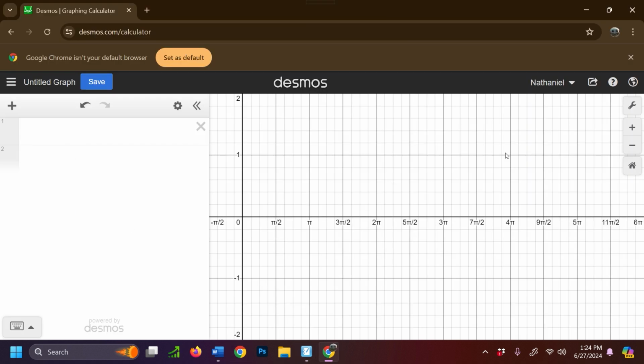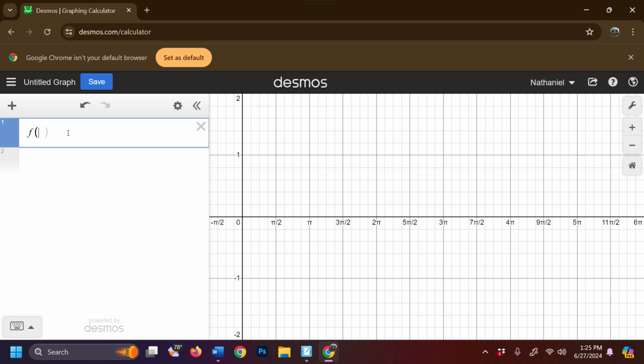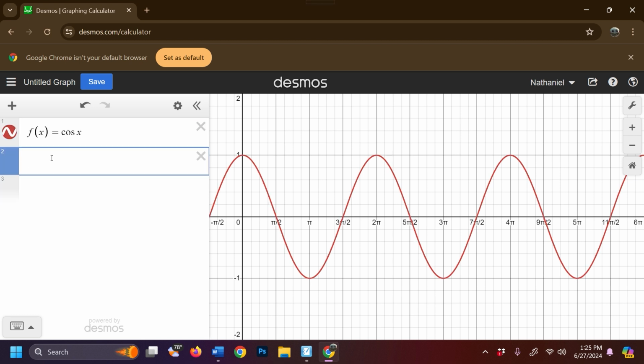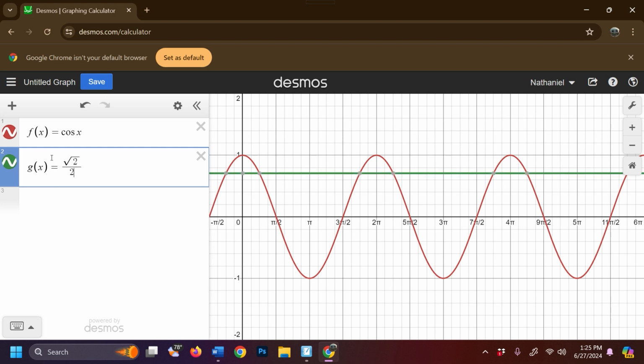All right, so here we are in Desmos, and I've set it up so that the x-axis goes from negative pi over 2 to 6 pi, and that the y-axis goes from negative 2 to positive 2. And in our first row, we're going to go f of x is equal to cosine x. And then in our second row, we'll go g of x is equal to square root of 2, divided by 2. And here we can see that there are already a number of solutions to this problem.